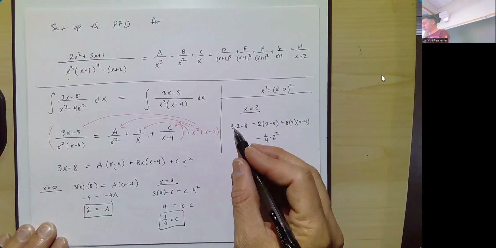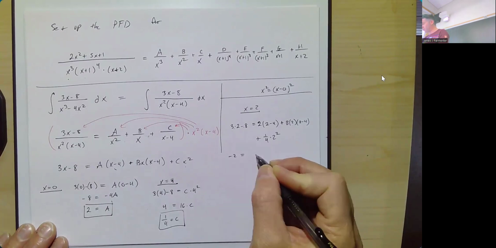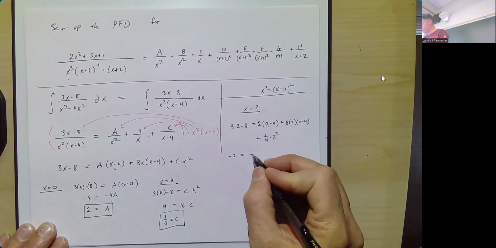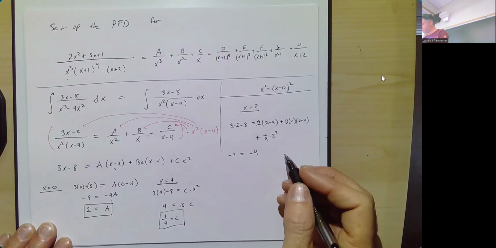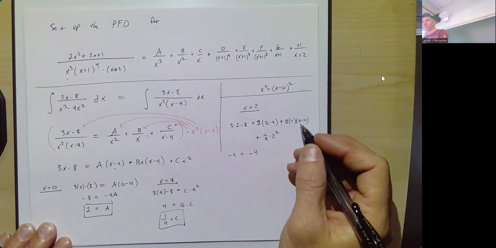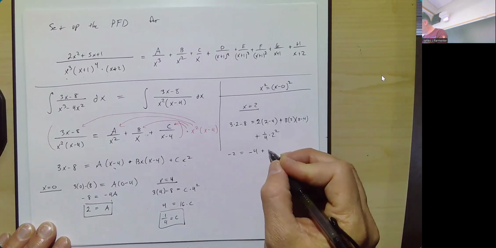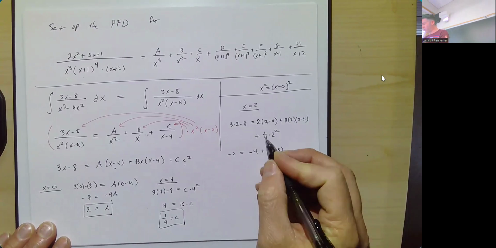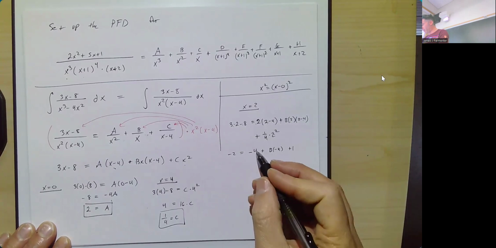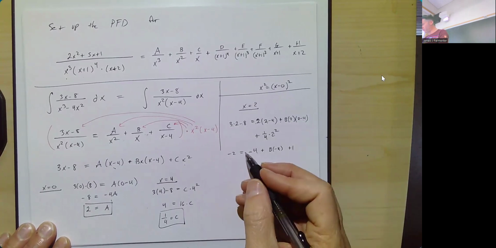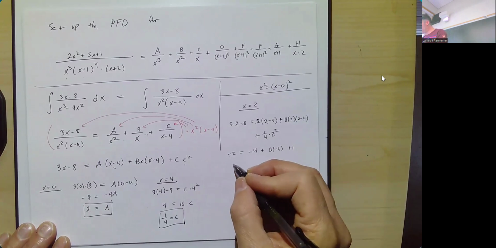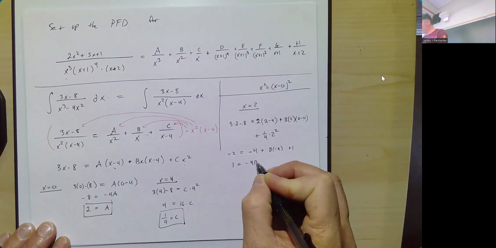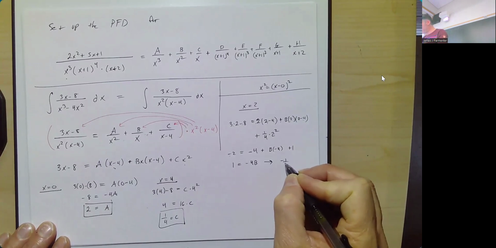So let's see, 6 minus 8 is negative 2, equals 2 times negative 2, plus b times 2 times negative 2, which is b times negative 4. And then 1/4 times 4 is 1. Adding the 4, subtracting the 1, so negative 2 plus 4 is 2, minus 1 is 1. So 1 is equal to negative 4b, so negative 1/4 is equal to b.